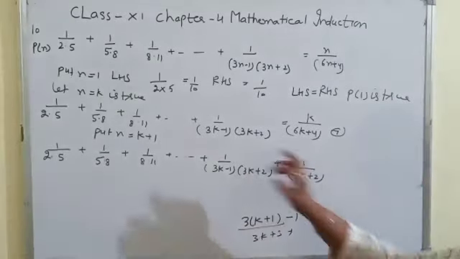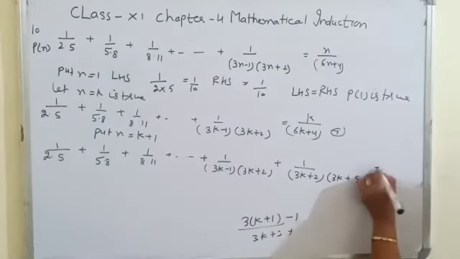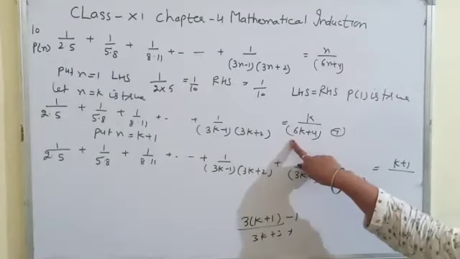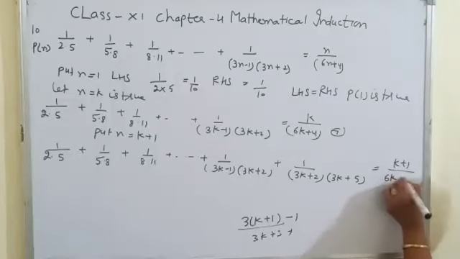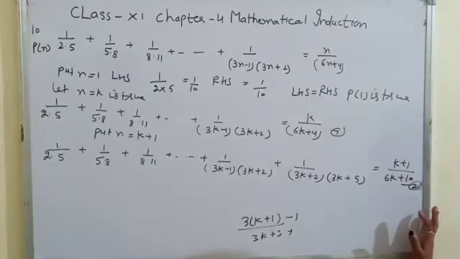Similarly here 3k plus 3 plus 2, so we can write 3k plus 5, and at the right side this is k plus 1 and 6k plus 6, and 4 is here, so it means it will become 6k plus 10. We have to prove our right side equal to k plus 1 upon 6k plus 2. So let's solve it for this.